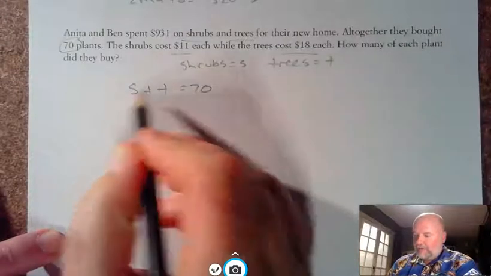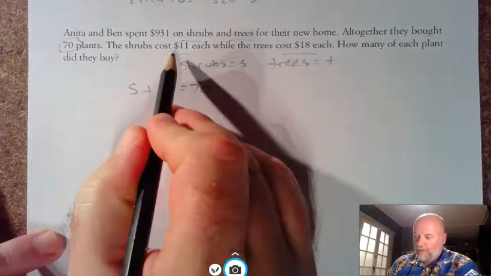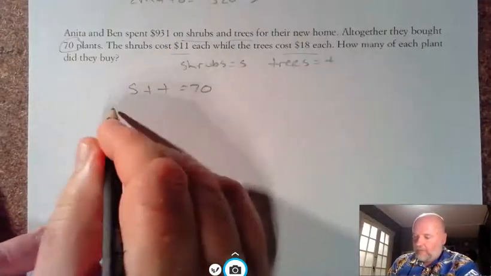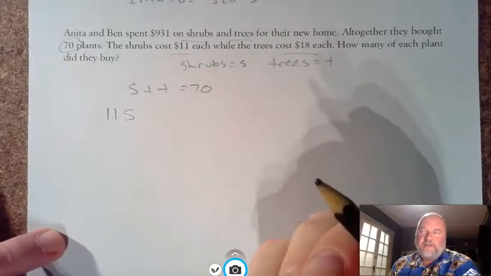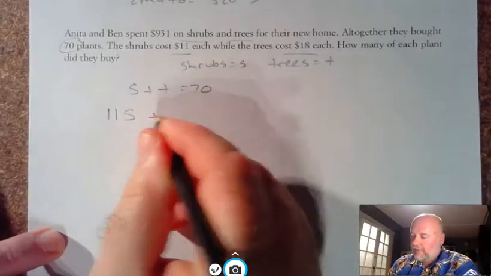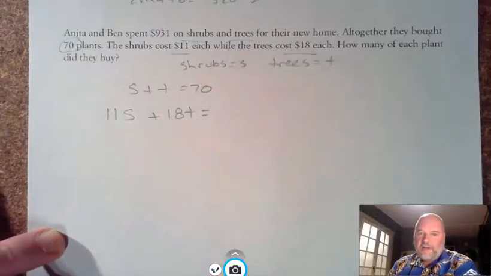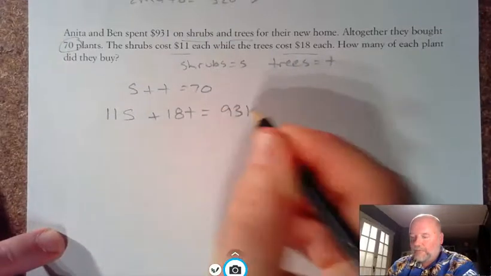So shrubs plus trees equals 70. Now the cost part, that's a little bit trickier. We know that shrubs cost $11 each. So every shrub that you have costs $11. We write 11 times S. So 11 times S would be the total cost for the shrubs. We also know the trees cost $18. So 18 times T would be the total cost for the trees. Now we know that when we add all the cost up, it's equal to $931. That was that little part there.